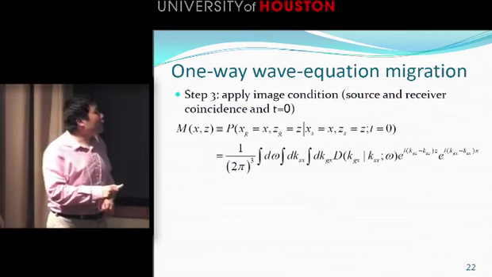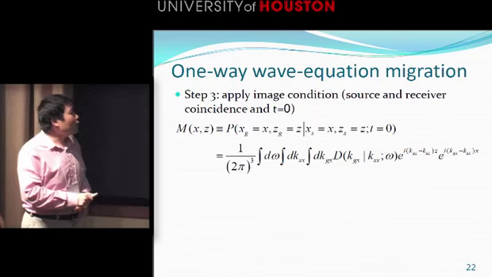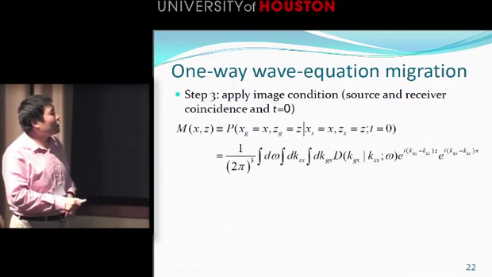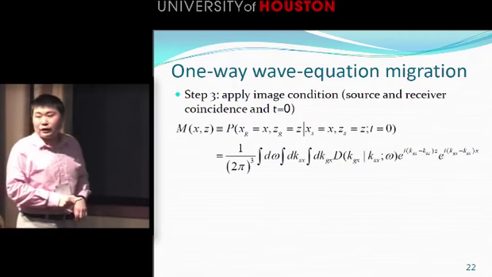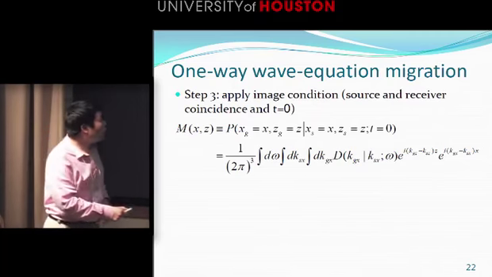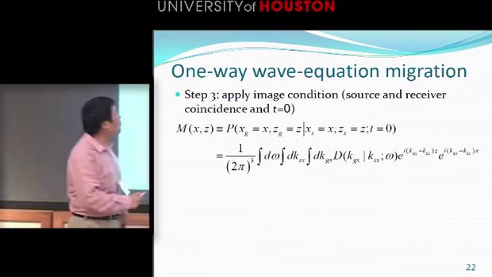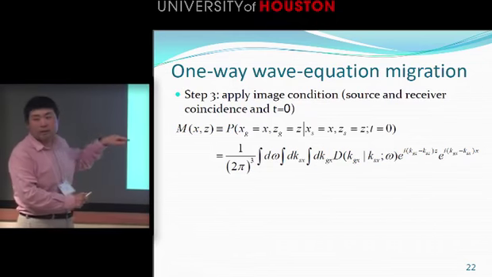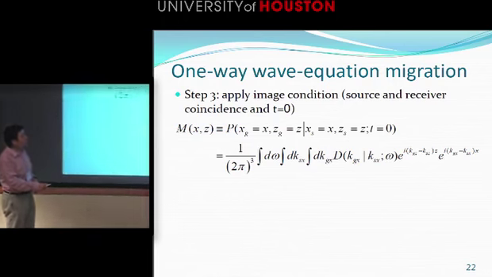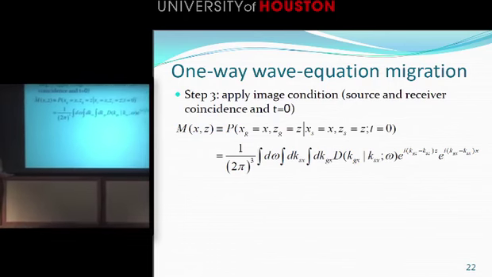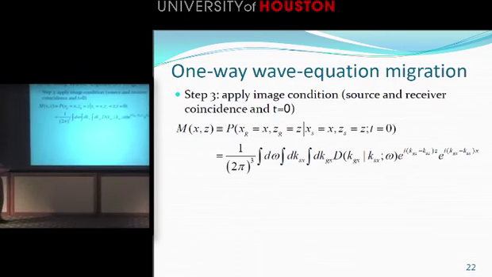Then we apply the image condition, and here we just set the location of the source and the receiver to be equal, both gx equals x and sx equals x, and ask for time equals 0. Here we have the integral over omega. That is equal to asking for time equals 0. And here we just set both gx and sx equal to x, by doing this exponential thing.